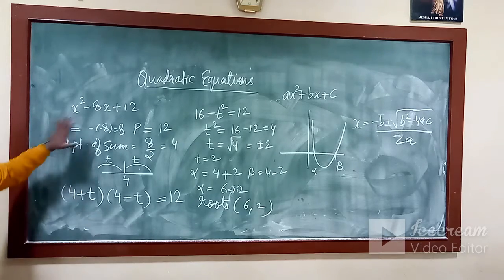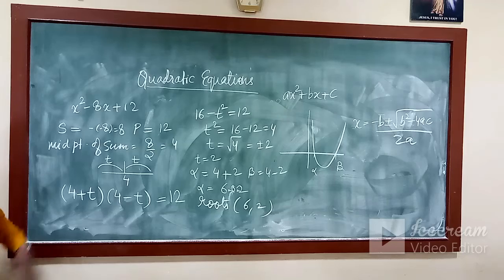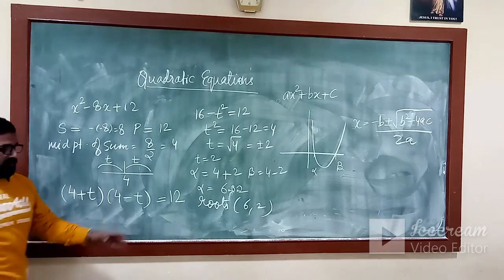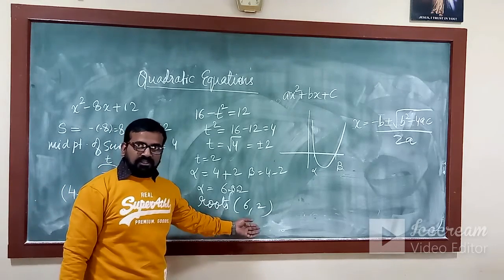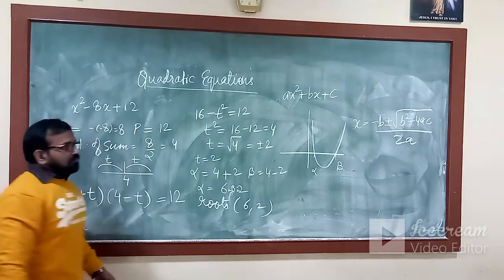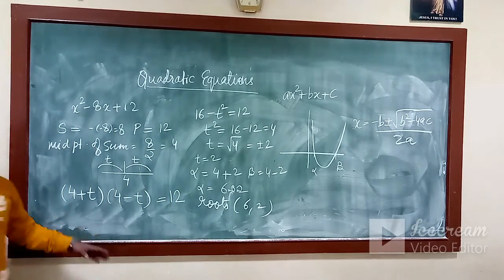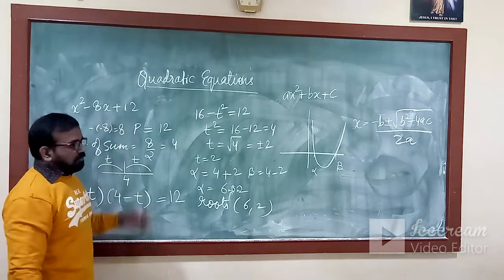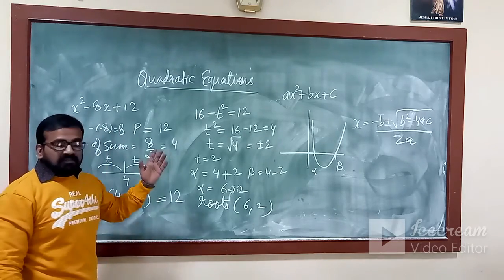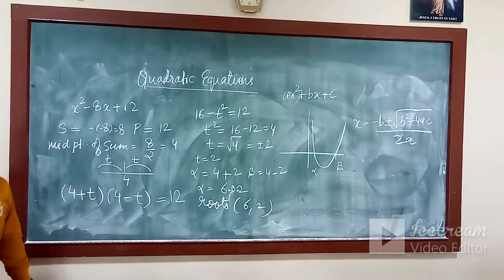And this method you can use to find the roots of any type of equation, whether it has real roots, or rational roots in the form of fractions. Irrational roots we can also find from this method. We can even find the complex roots also. So this is one of the methods, an ancient method, to solve any quadratic equation.